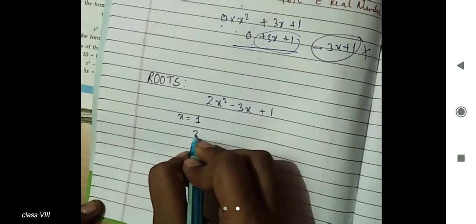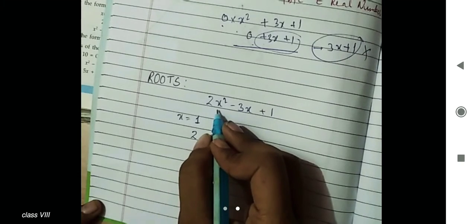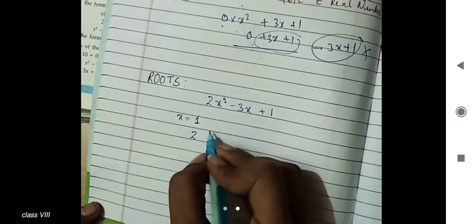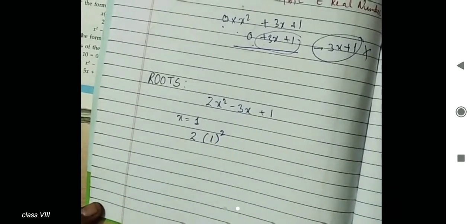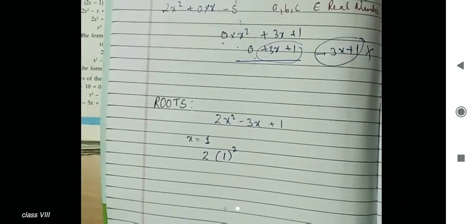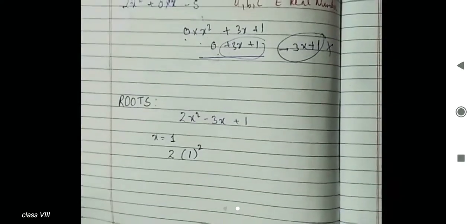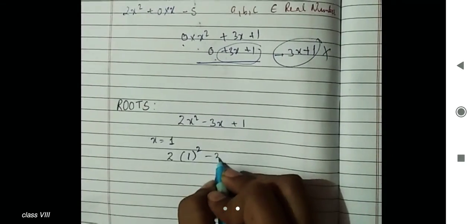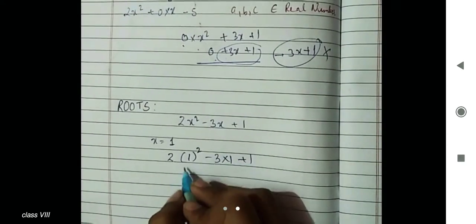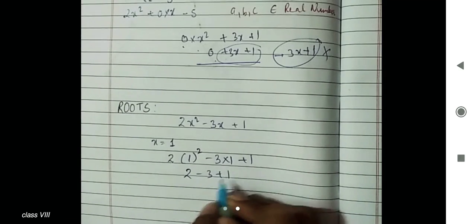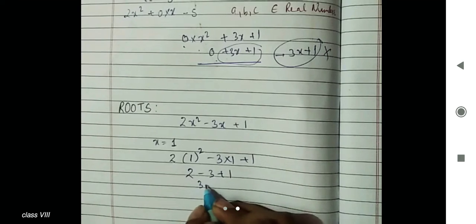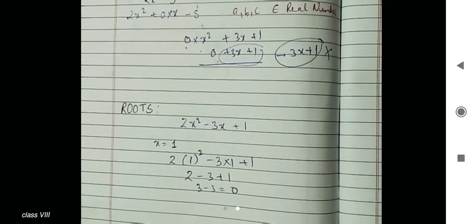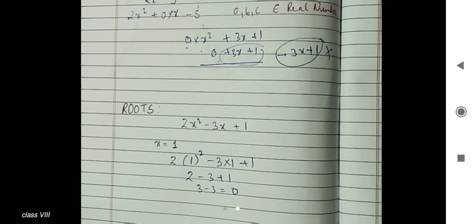If I put here x equal to 1, in place of x I am writing 1. So it will be 2 times 1 square, minus 3 into 1, plus 1. So it's 2 minus 3 plus 1. According to the board rule, first we will do addition. 2 plus 1 is 3, 3 minus 3 gives 0. So we will say that 1 is the root of this equation.